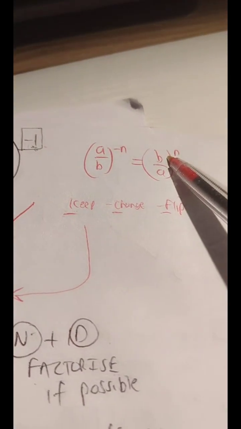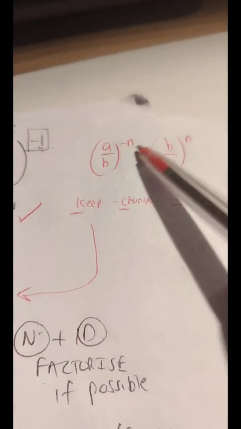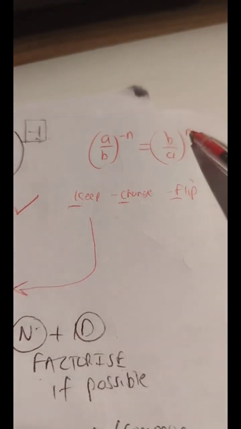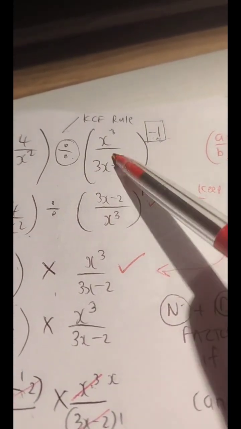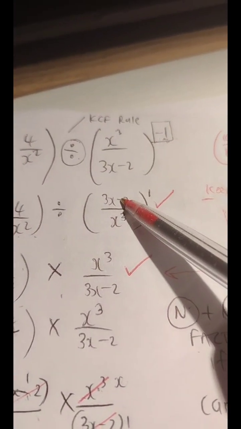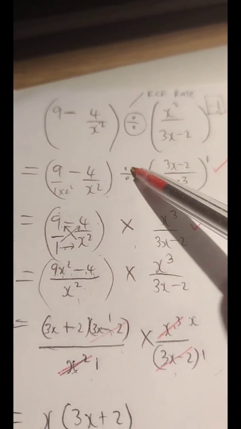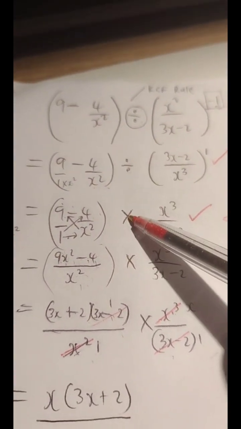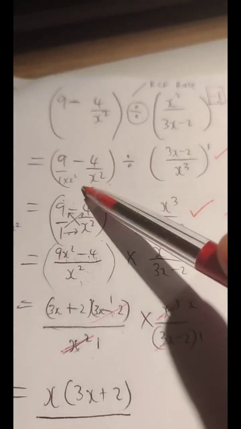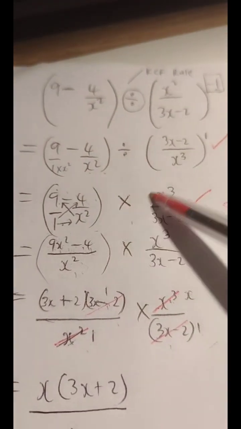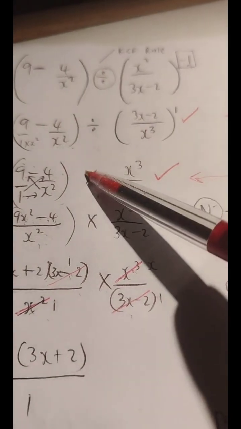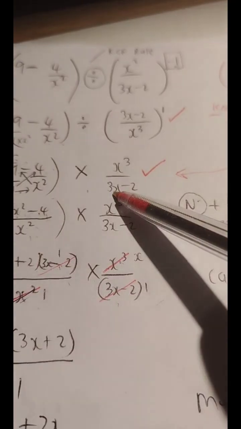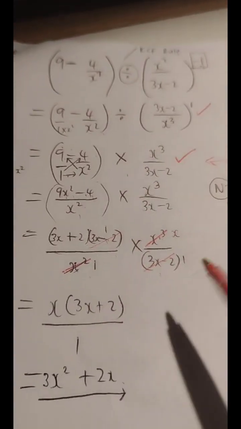So this is a negative exponent. There's a law that we know we can apply. A over b to the power negative n can be written as b over a. We flip the fraction to the power positive n. The sign changes on the outside as an exponent. We flip the fraction. Then remember, there's this divide sign which changes to multiply. We're using KCF here. Keep this first fraction, change this sign, flip the fraction again. Because of the change of divide to multiply, we got x cubed over 3x minus 2.